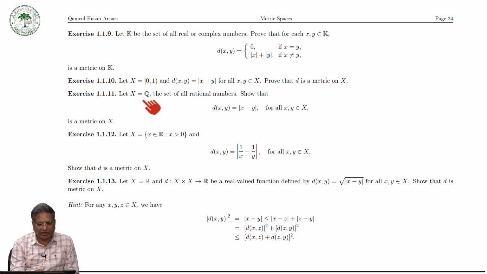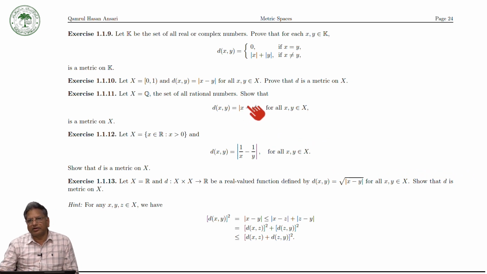Similarly, take the set of all rational numbers and dxy equal to mod of x minus y. By using the properties of mod, you can prove that d is a metric on X. In the same way, if you have the set X of all real numbers which are strictly greater than 0 and define dxy equal to mod of 1 over x minus 1 over y, then d is a metric on X.